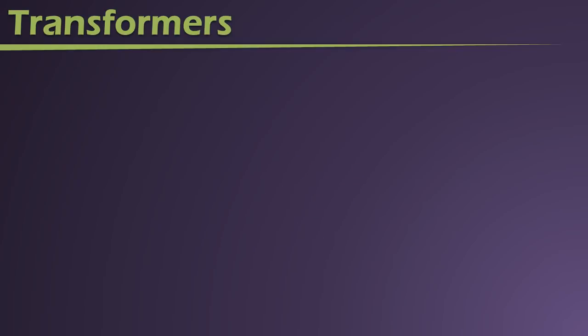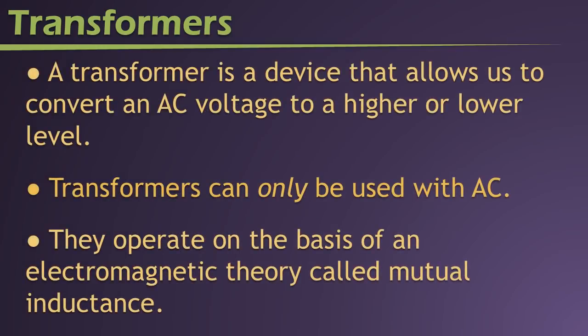Alright, but a transformer is a device that allows us to convert an AC voltage, note AC voltage, to a higher or lower level. So, as I kind of emphasized before, a transformer can only be used with alternating current. So if you were to provide a direct current to a transformer, it wouldn't work at all as you'd want it to.